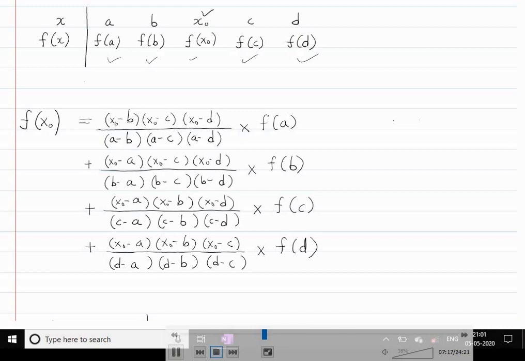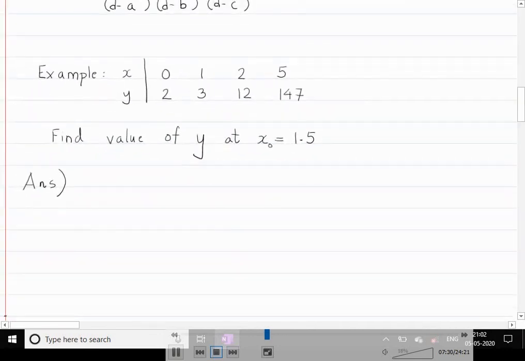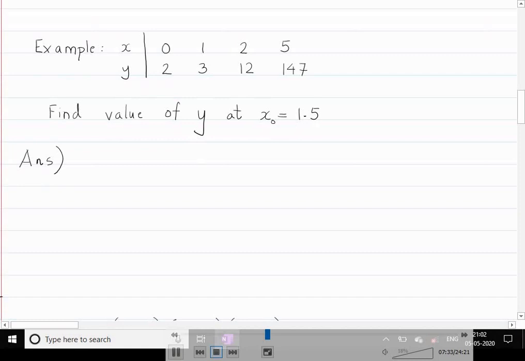So now we will look at a problem based on the Lagrange interpolation formula. Look at this example now. Here x is 0, 1, 2 and 5, and y is 2, 3, 12 and 147. Think of this as our current situation: day 0, day 1, day 2 and day 5, so there is a gap of 1, a gap of 1 and a gap of 3.